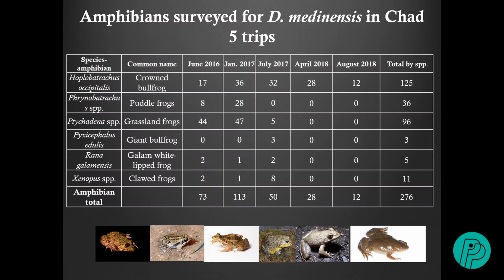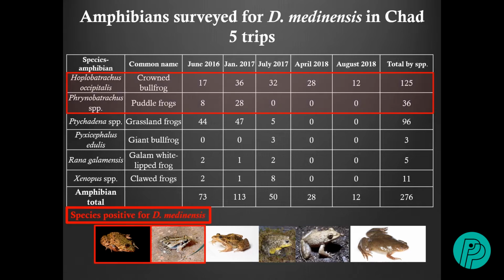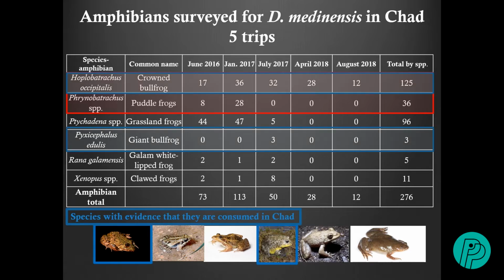We also looked at frogs across these 5 different trips. We sampled multiple species of frogs. We found Dracunculus medinensis in 2 of them. And through surveys of people, we found out that people were eating 2 of these species of frogs as well. We didn't find infections in the giant bullfrog, but you can see on this table we only sampled 3, so that doesn't really mean much for not finding the parasite.